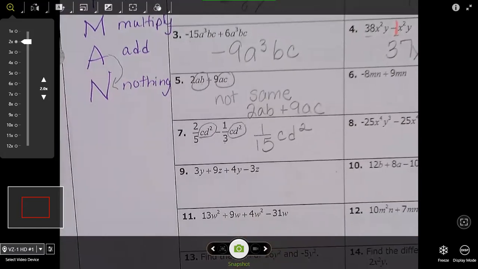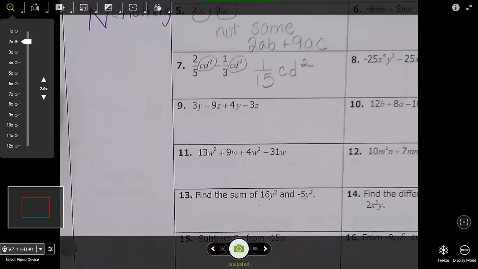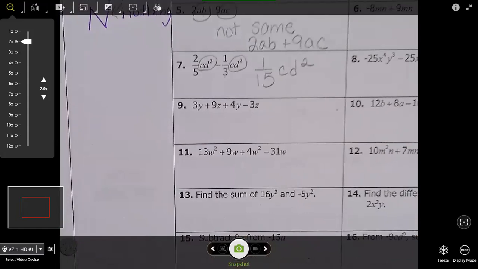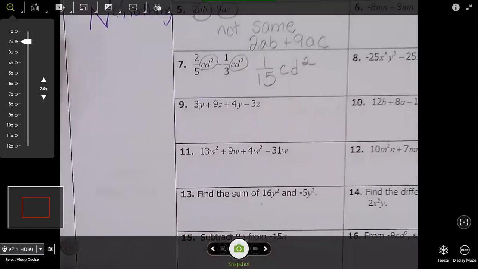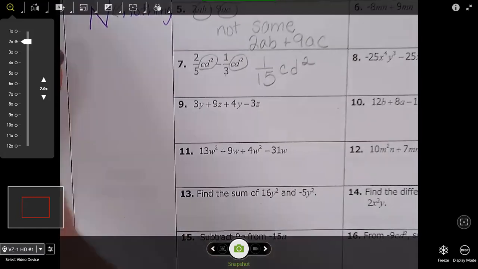All right, but now let's try number 9. So in number 9, this time I have more than one thing going on here. Okay, I've got a bunch of variables and a bunch of exponents. Are you paying attention, Nicole, and doing this on your paper? Okay, so look at number 9. I've got some Y's and Z's. What letter comes first? The Y.